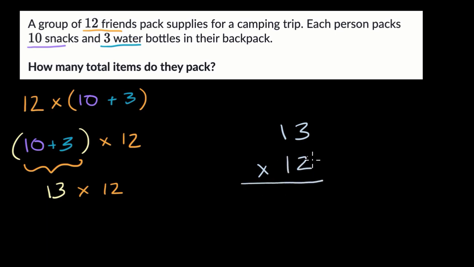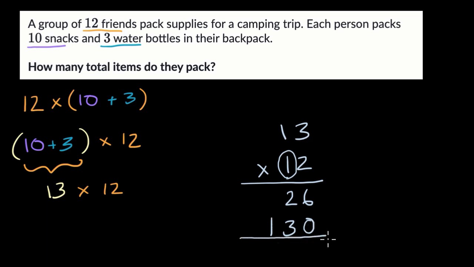So we can start in the ones place, at least on the 12. So 2 times 3 is 6, and then 2 times 1 is 2. Another way to think about it, 2 times 13 is 26. Now I'm going to go to the tens place, at least on the 12 here, and so I'm going to put a 0 here. So 1 times 3 is 3, 1 times 1 is 1. And another way to think about it, I just multiplied 10 times 13, which is indeed 130.